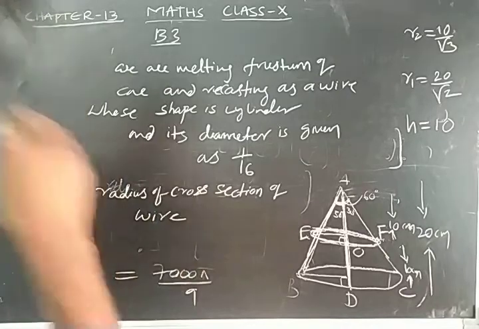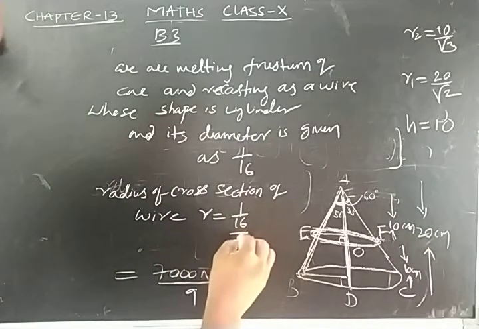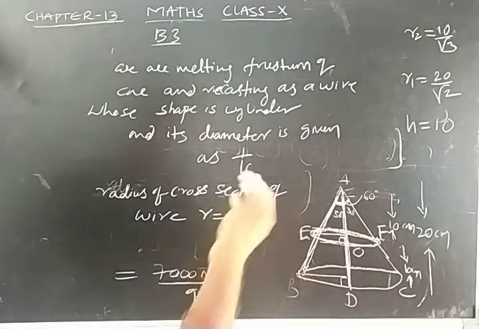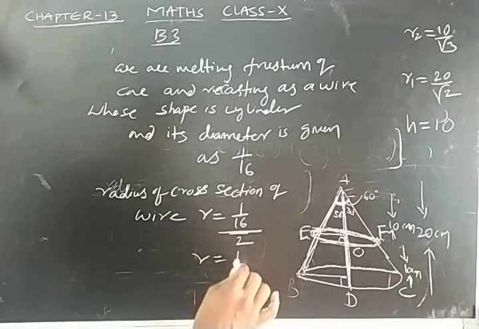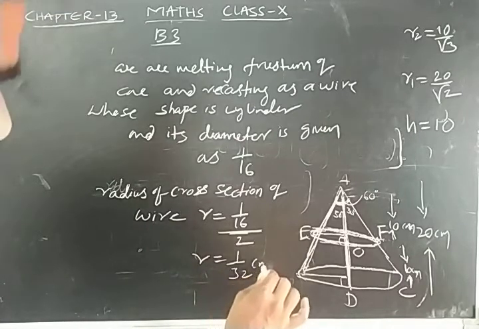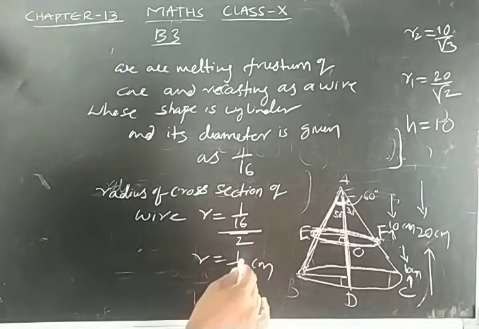Radius of the wire is r = 1/16 divided by 2. Diameter divided by 2 gives the radius, so r is 1/32 centimeters. This is the radius of the wire, and the wire is in the shape of a cylinder. So I got the radius of the wire.